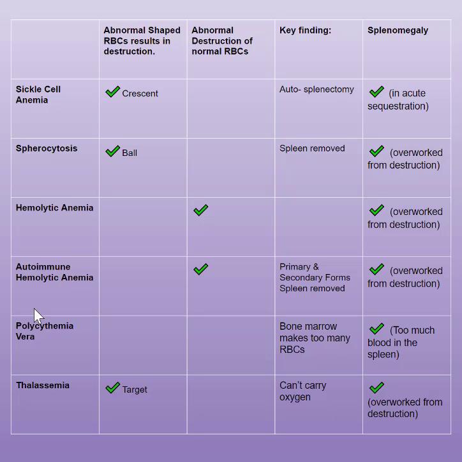Some other key findings: sickle cell anemia patients will technically have an autosplenectomy, usually by the time that they're age 5. Similarly, spherocytosis, the spleen will be removed to help treat the disease by the age of 5. Remember that autoimmune hemolytic anemia can be primary or secondary. Polycythemia vera is more related to the bone marrow and the overproduction of red blood cells, and thalassemia causes the red blood cells not to be able to carry oxygen very well.